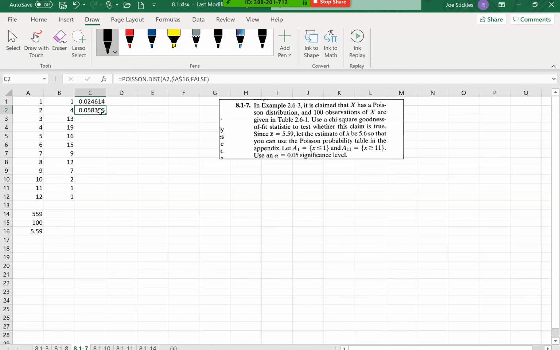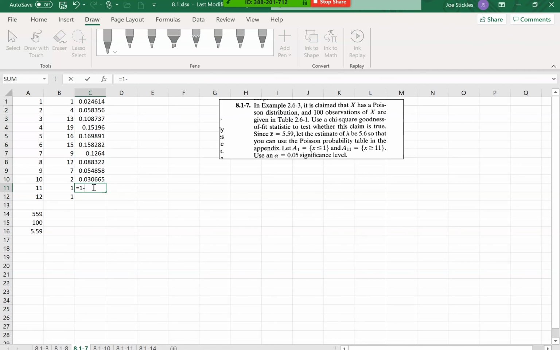I'm going to copy that down to 10. And then this one needs to be 1 minus the sum of the others. And again, if you add up those probabilities, you should get 1, obviously. Now when we do our expecteds, this should be this, and we just said there were 100 of those, so there'll be this times 100. And copy this down.